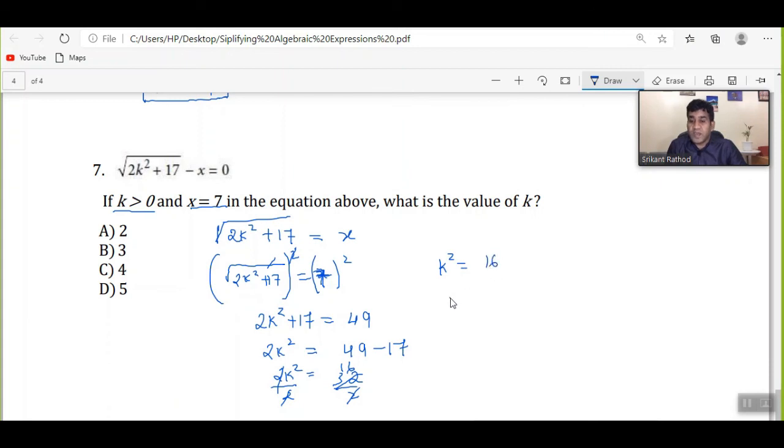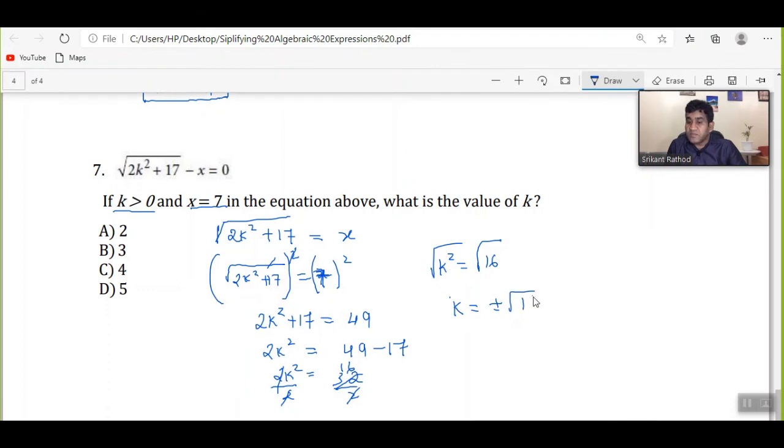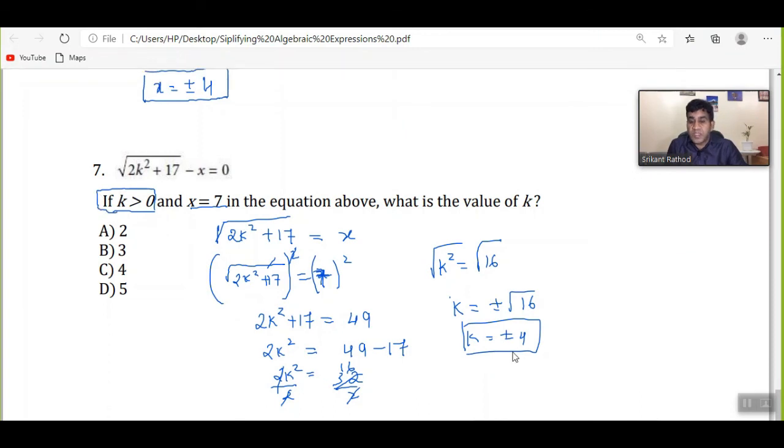What is the value of k now? How do you get rid of the square? You have to put a square root on this side. So k is equal to plus or minus square root of 16, so k is equal to plus or minus 4. But here they mention that the value of k is greater than 0. If k is greater than 0, I can't consider the value of k as negative here. So we have to consider k as 4. So the value of k here is going to be 4, and C is the right answer.